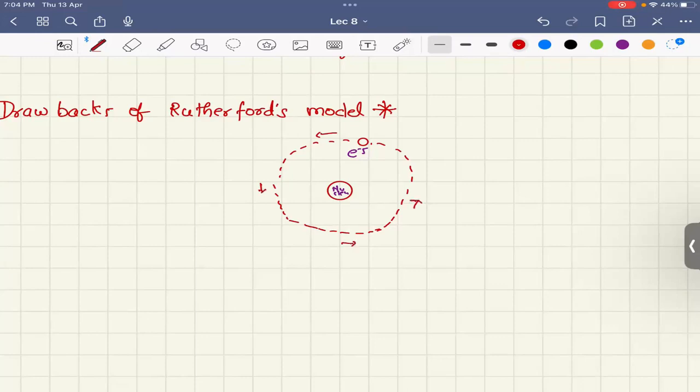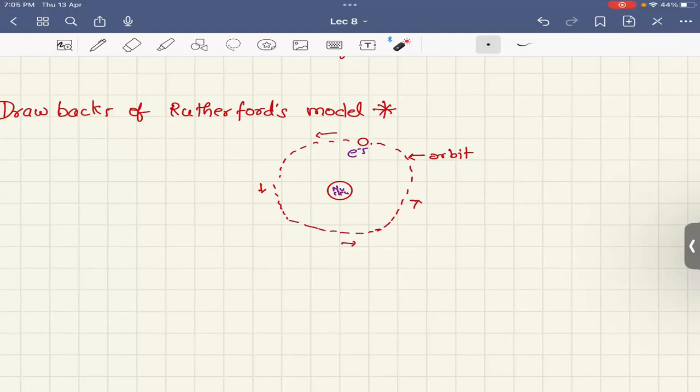So according to the first model, an atom consists of a heavy charged nucleus surrounded by negatively charged electrons moving around in a circular path called an orbit. This model was analogous to the solar system, right? Where the nucleus may be compared to the sun and the electrons to the planets.